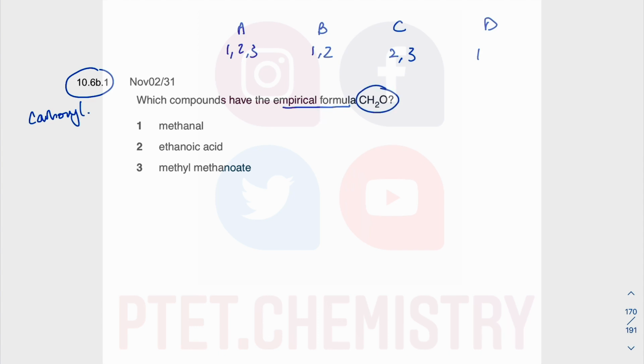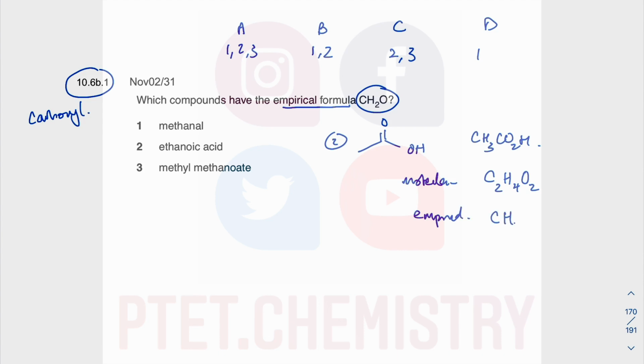CH2O. Based on this, if I check number 2, ethanoic acid is that. There's CH3CO2H. I need to work out the molecular formula, C2H4O2. Then I can simplify to get the simplest ratio of the atoms. That will be CH2O. If I divide by 2, I get 1. If I divide by 2, I get 2. If I divide by 2, I get 1. I have to divide by the same number to get the simplest ratio of the atoms. All right, CH2O, ethanoic acid is correct.